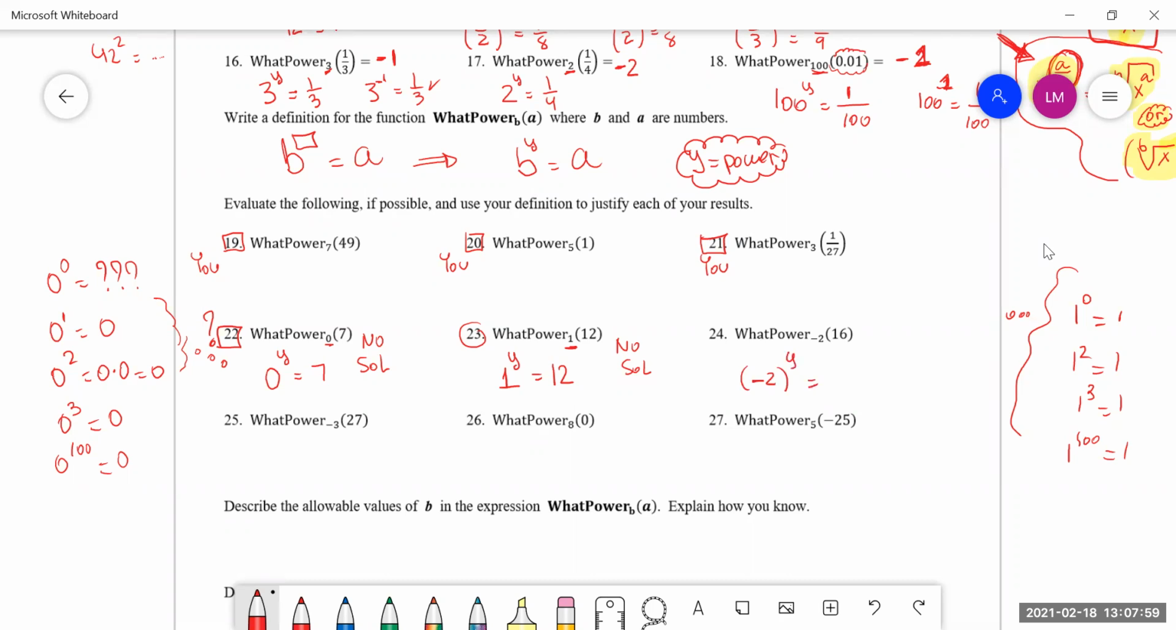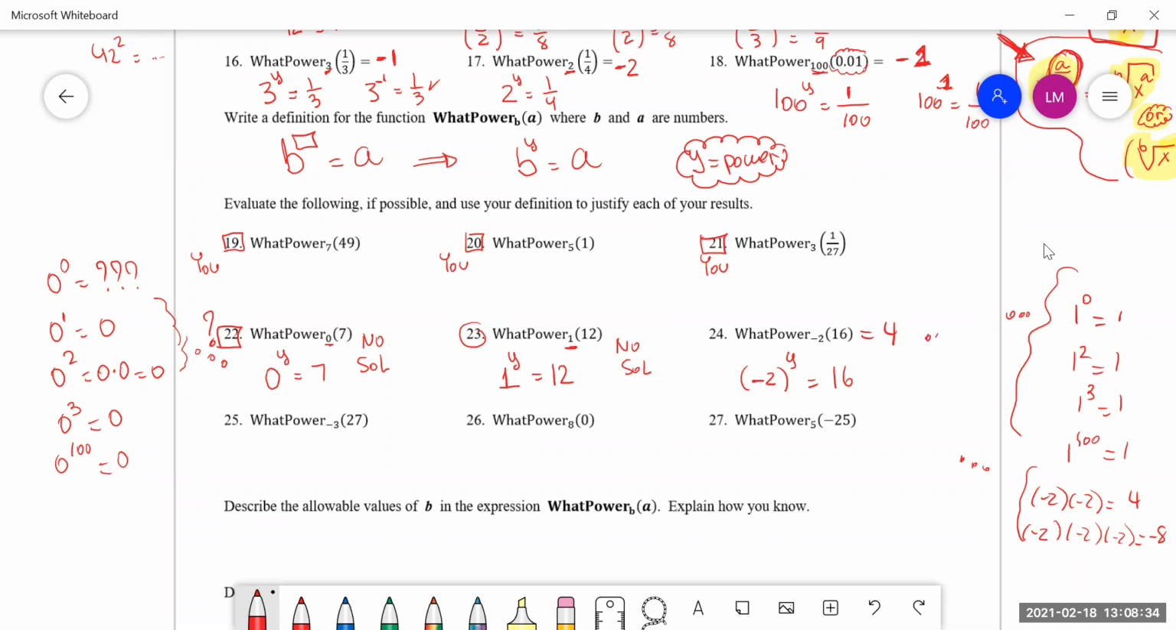Okay, -2 to what power is going to equal 16? Well, let's think. -2 times -2, which is -2 squared, equals 4. -2 times -2 times -2 equals -8. So it is possible to get a negative answer, okay? As a matter of fact, I can keep going. -2 times -2 times -2 times -2, it's possible I'm going to get a 4. So there's nothing wrong with a negative base, right?